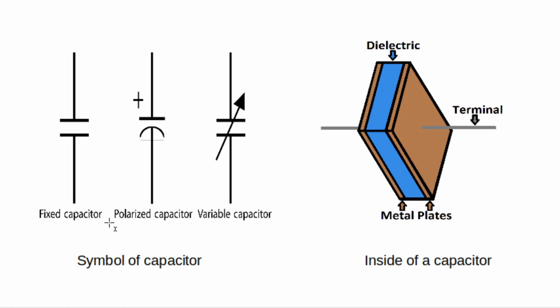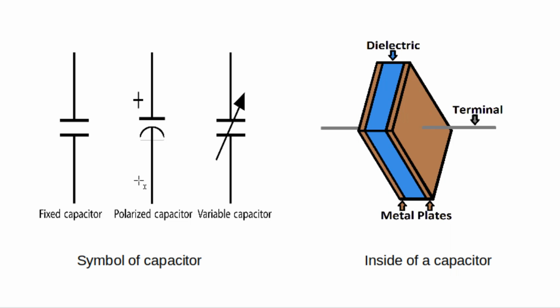Now we will see the symbol of a capacitor. We use this symbol when we draw a capacitor in a circuit. This one is the symbol of a fixed capacitor. For a fixed capacitor, its value is always constant. We cannot change its value according to our need.